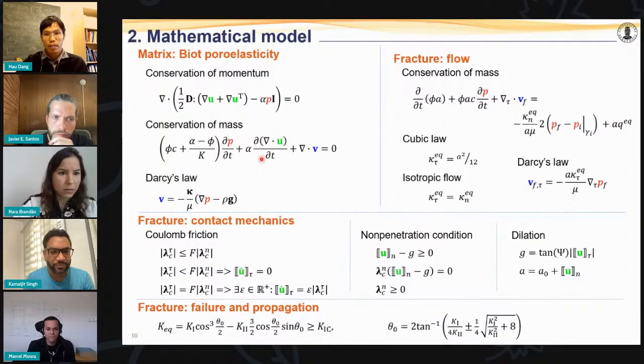The summary of the mathematical model for coupling fluid flow and fracture propagation in porous medium is shown here. So as you can see, this model is very complicated, and it is impossible to find an exact solution. So using a numerical method is the best choice.